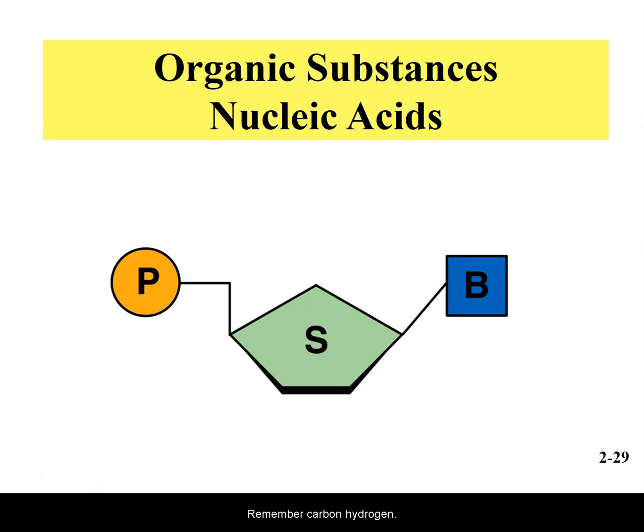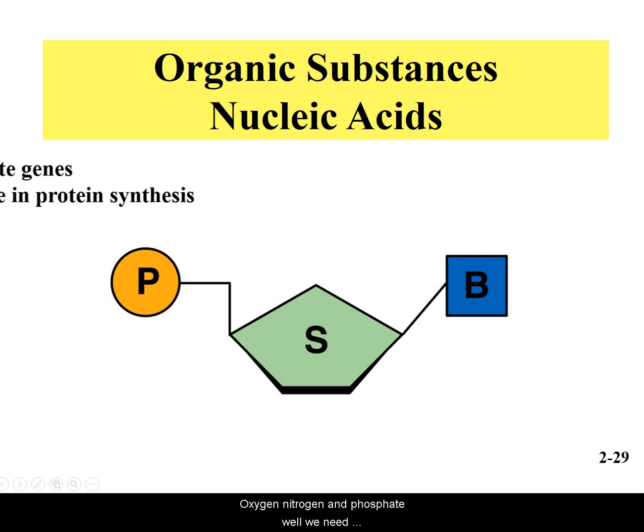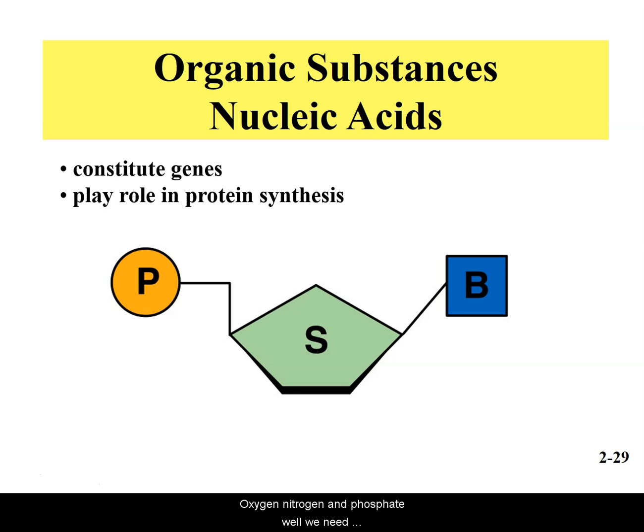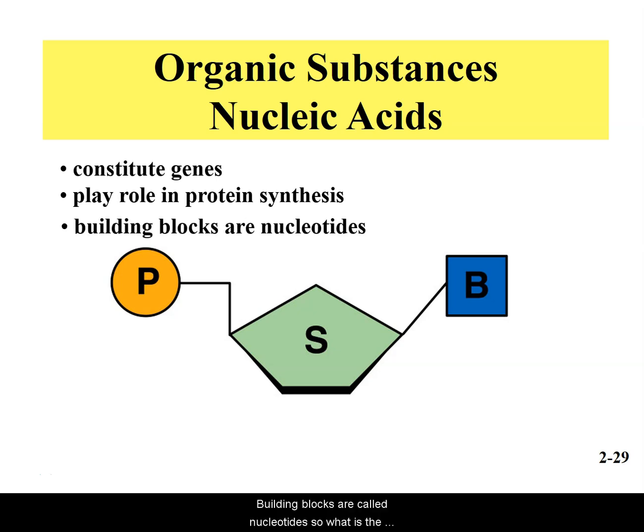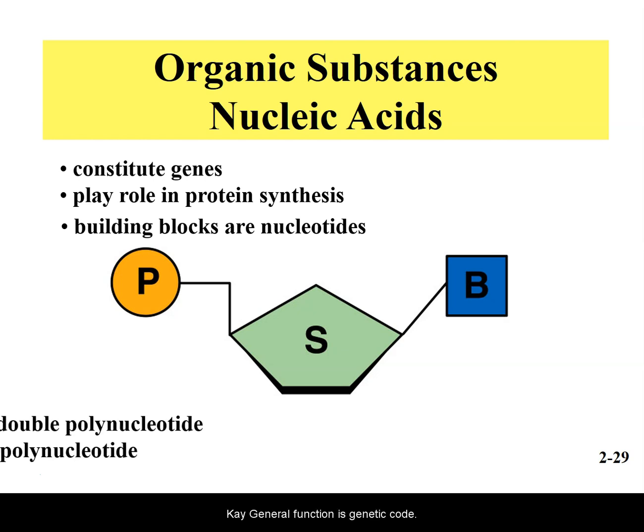Remember carbon, hydrogen, oxygen, nitrogen, and phosphate? Well, we need those for nucleic acids. The building blocks are called nucleotides. So what is the monomer of a nucleic acid? Nucleotides. The monomer of a nucleic acid is a nucleotide. Okay, general function is genetic code.